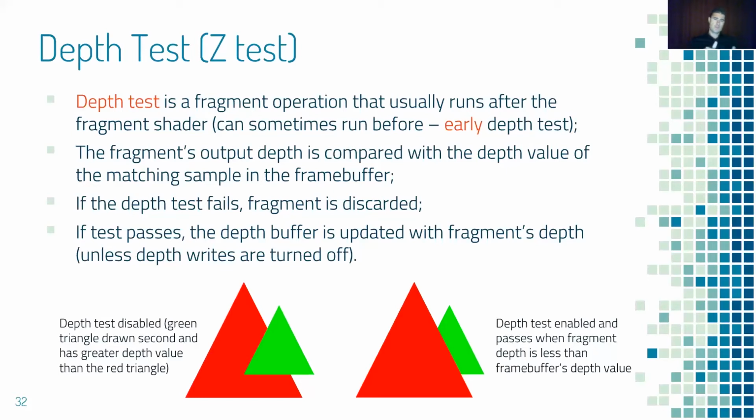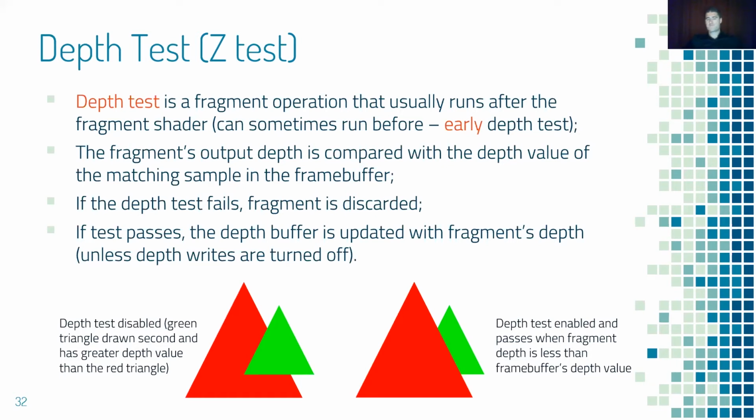So on the bottom left of the slide, we have two triangles. The red triangle is drawn first, and it has a depth value which is lower than the depth of the green triangle that is drawn second. However, because the depth test is disabled, the green triangle will overwrite the red triangle in the frame buffer, even though the red triangle is closer to the camera, closer to the viewer.